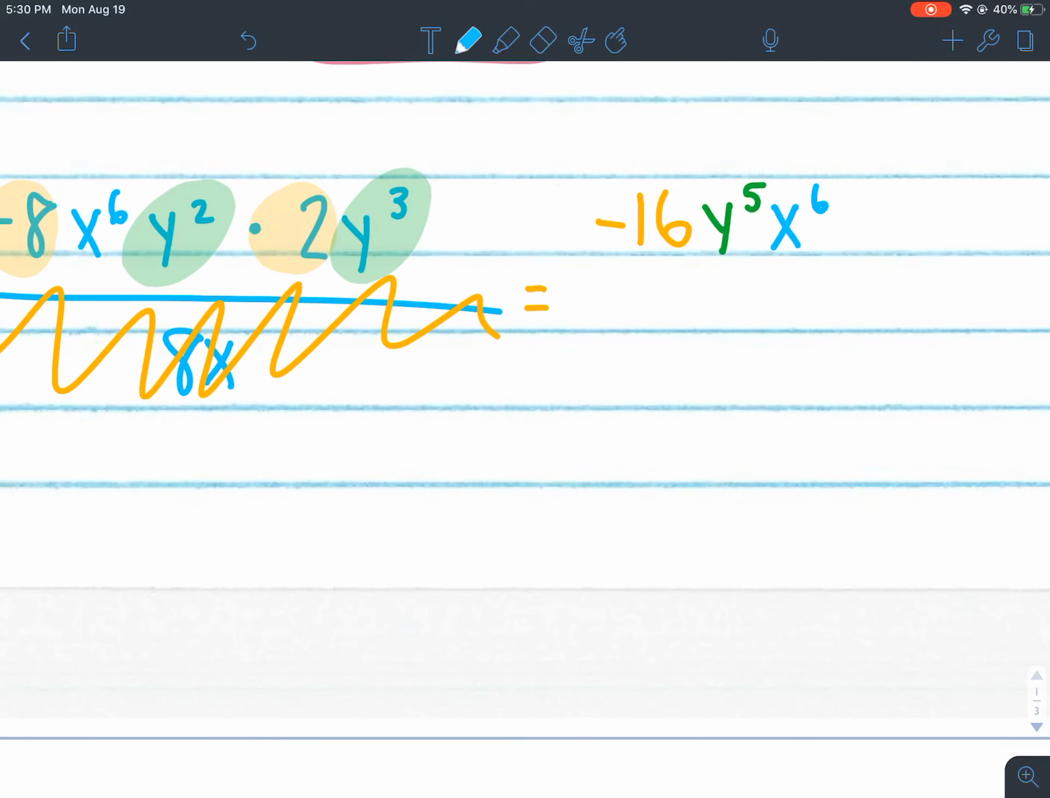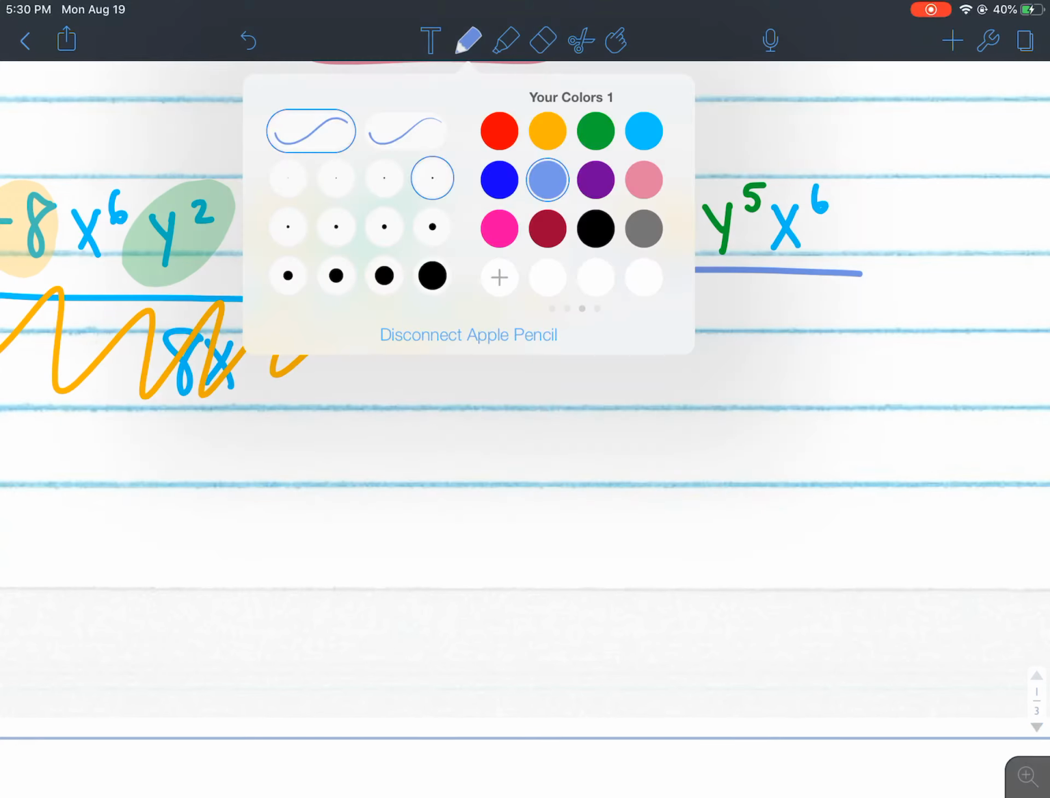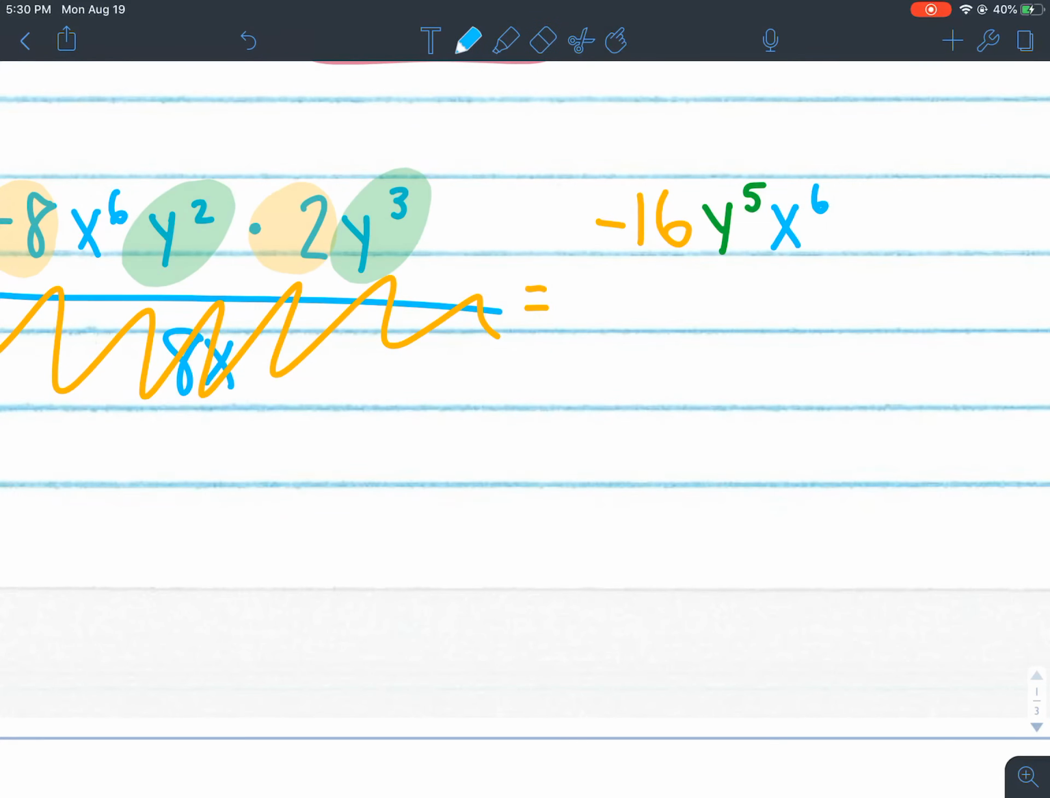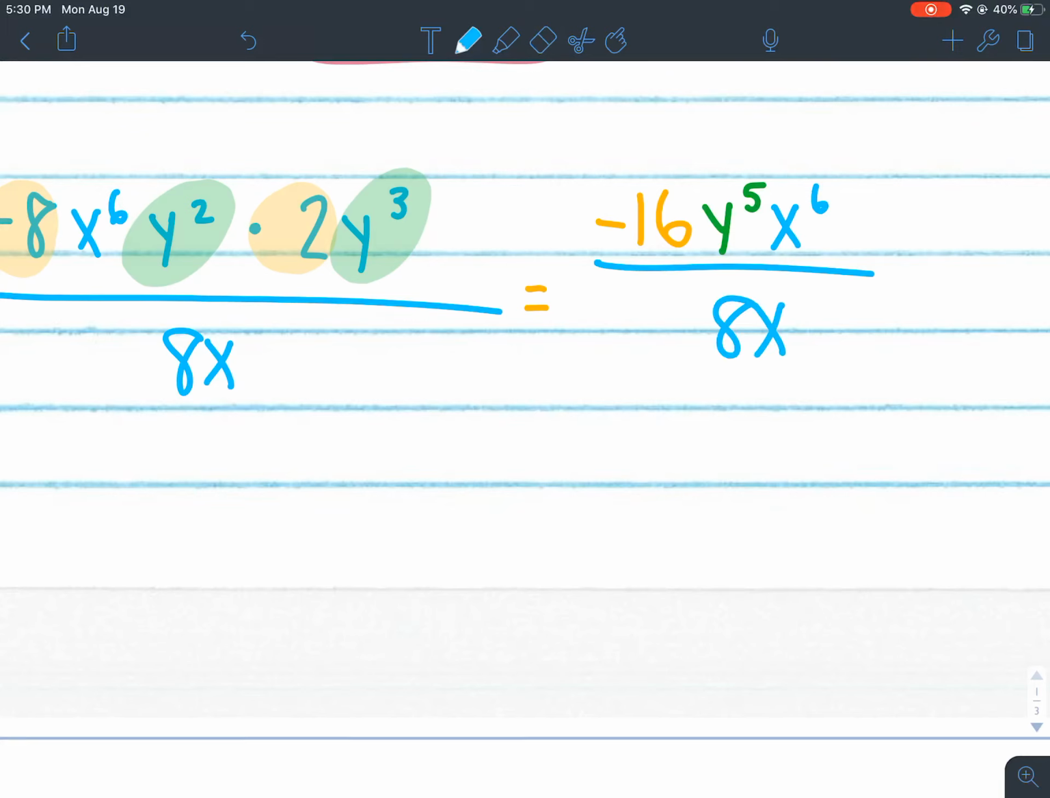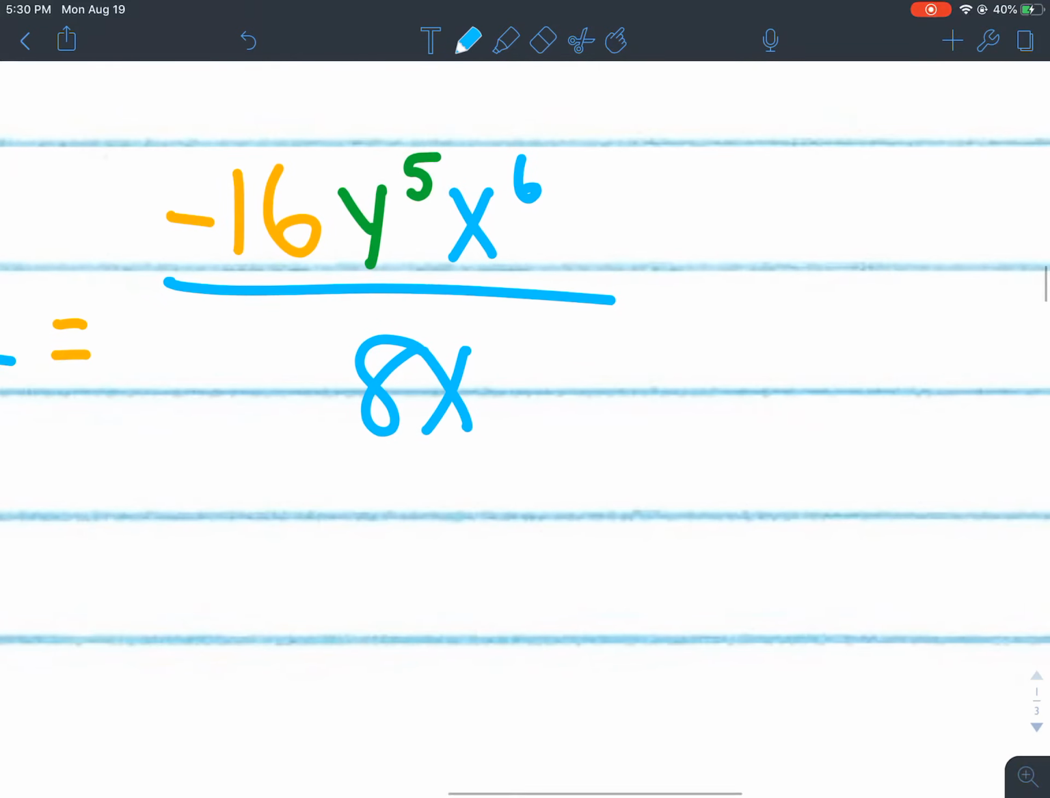Okay, and if you wanted to, you could also write it this way. You don't have to write it with the y in the front. You know, it's all the same. It's all multiplication, just like 2 times 3 is the same thing as 3 times 2. Actually, I need to change that to blue. And then I'm going to go ahead and bring back the part that I scratched out. So I'm going to write the 8x down there. So you simplify the numerator, and now we're going to simplify the entire expression.